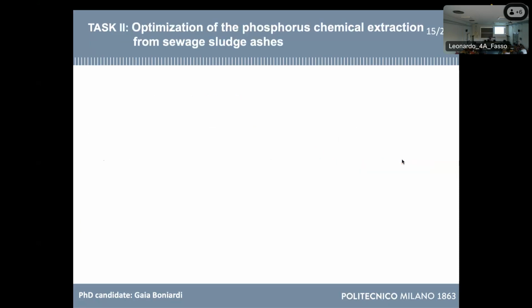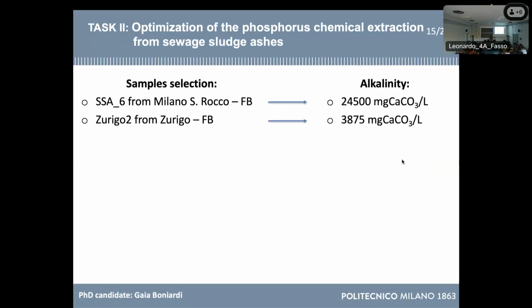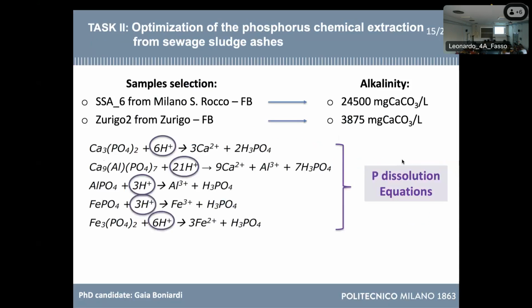Now we can move to task number 2, which was related to the optimization of the phosphorus chemical extraction. From all the samples we collected, we selected 2 samples. The first one was the ash from Milano San Rocco, whose alkalinity was really high. As you can see, it's 24,500 milligrams of calcium carbonate per liter, while the second sample was the ash from the Zurigo incinerator, and we have alkalinity 1 order of magnitude lower.